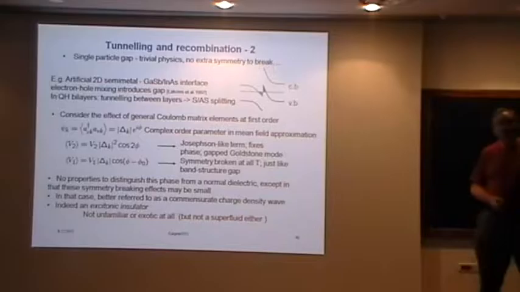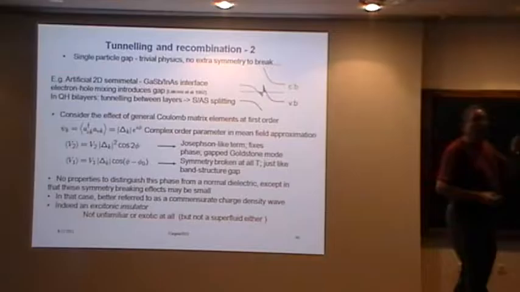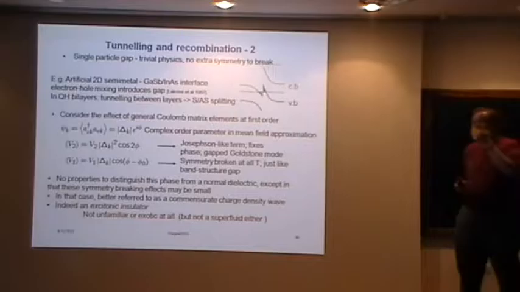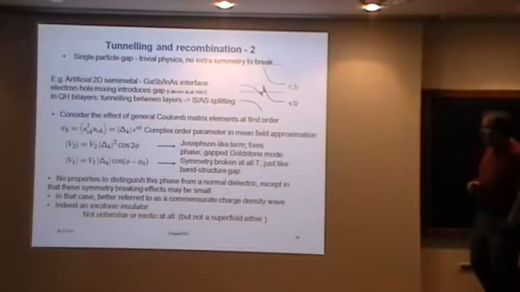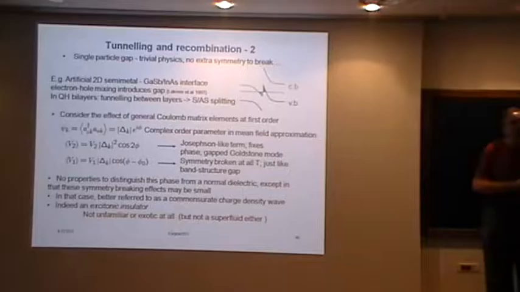and of course it is actually a symmetry breaking one. This one produces a gap in the spectrum at all temperatures, because this is just a band structure. So in this case, there's not even a phase transition. If you like, the order parameter delta always exists, even at high temperatures. You may go down to low temperatures, and it may be enhanced by a correlation effect. But this is just a band structure. So actually, there are no properties to distinguish this phase from a normal dielectric. And that is why this is called an excitonic insulator.